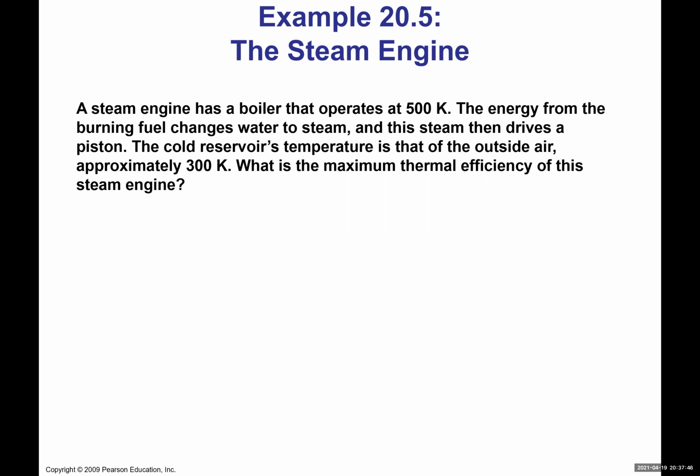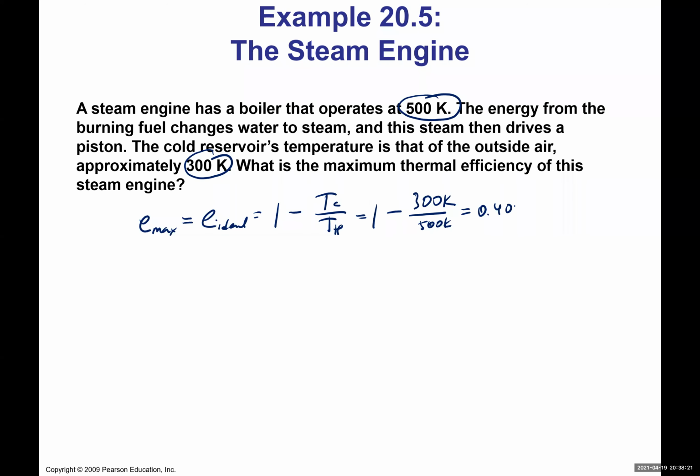Now, we're given the temperature of the hot reservoir and the temperature of the cold reservoir, and we want to find the maximum efficiency. You can think of this as the maximum, or ideal, efficiency, so it's 1 minus T_C over T_H. Remember, if the temperature is not given in Kelvin, you need to convert it to Kelvin. So this is 1 minus 300 Kelvin over 500 Kelvin, which gives 0.4. Multiply by 100%, and we get 40% efficiency. It means the steam engine has a 40% efficiency.